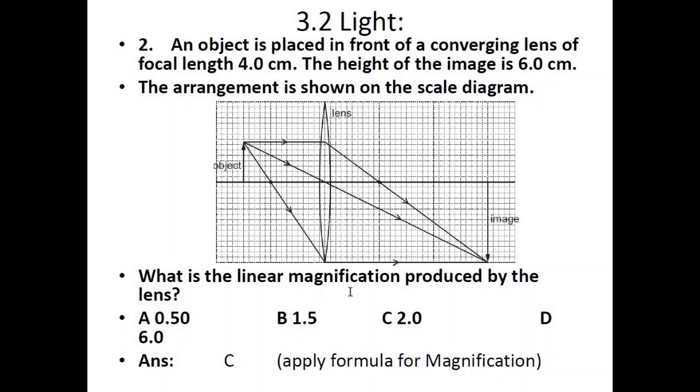Now the formula for linear magnification is the height, or you can say the length, of the image divided by the object length. Now we know the length of the image is 6. Let's find out from the graph the height of the object. So as you can see, this is 5, 6 and 7 small boxes. That is roughly half of this. So this is 6, and that means this must be 3. So 6 divided by 3 is 2, and that means C would be our correct answer.